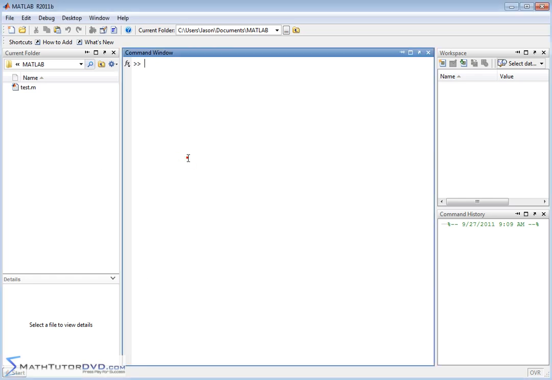Hello and welcome to this section of the MATLAB tutor. In this section we're going to concentrate on learning about factorials and square roots and how to manipulate all that stuff in terms of MATLAB.